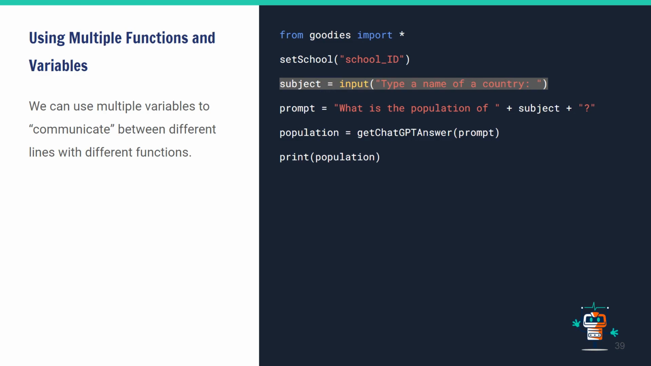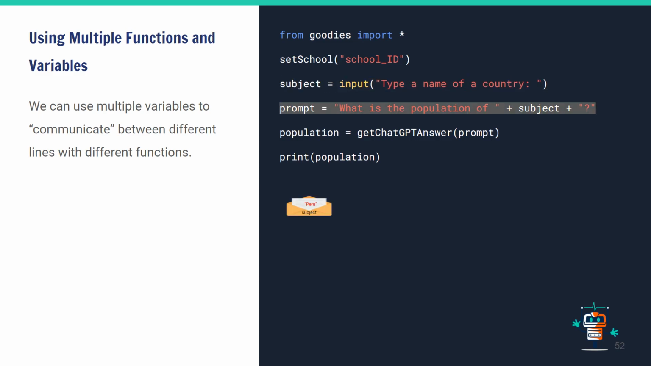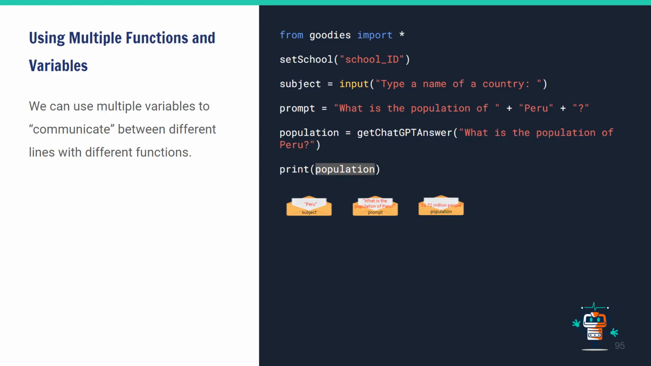So here we see an example of using an input statement to allow the user to type in some information, and then we're going to use that information which we put into a variable to construct a specialized question that makes use of what the user typed in, and then we're going to feed that question in as the prompt for ChatGPT, and then finally we can display the result of that question back to the user.